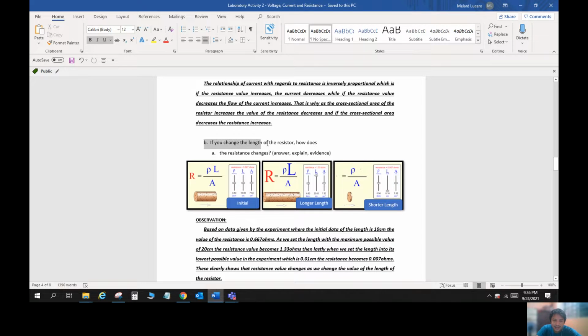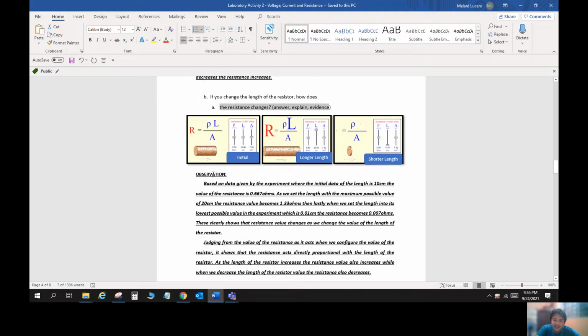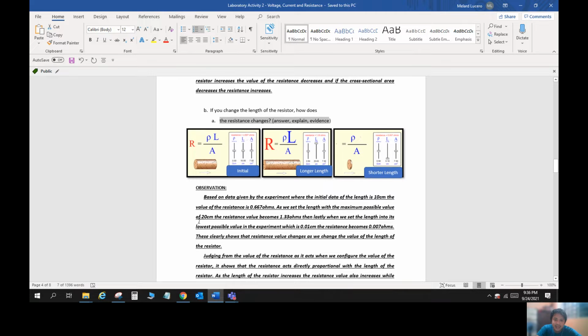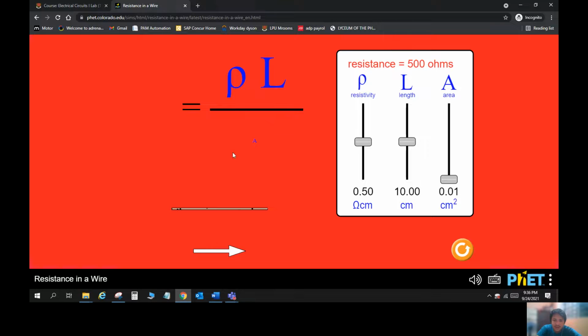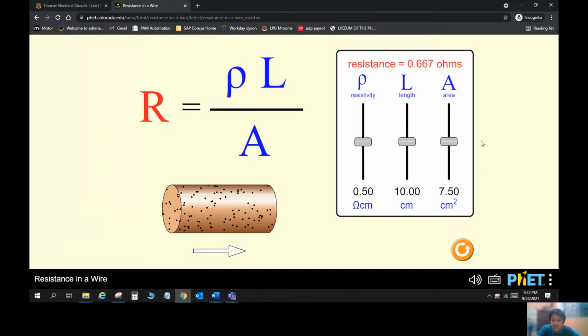Okay, so let us go with the second, or the B. If you change the length of the resistor, how does it affect the resistance? So we will be going back to the simulation. This time we will be changing the length of the resistor. Okay, so we will just reset this one.